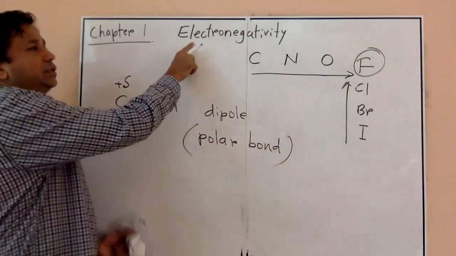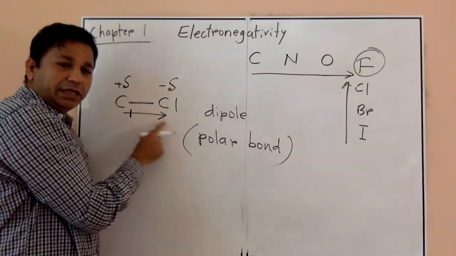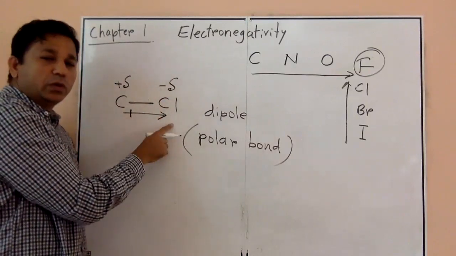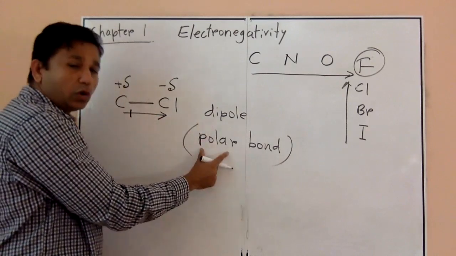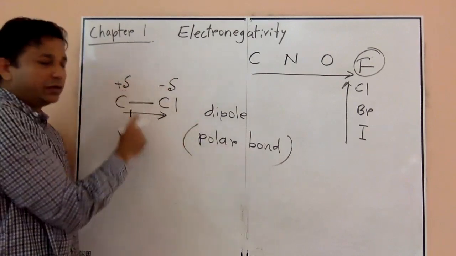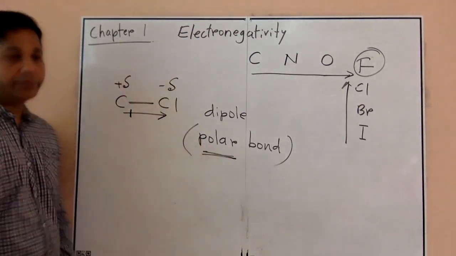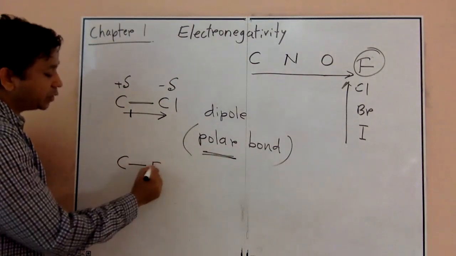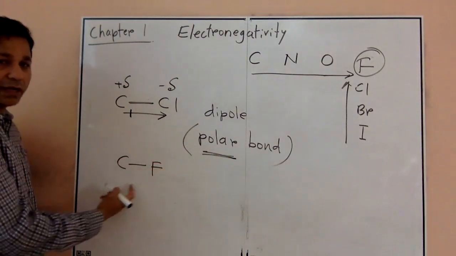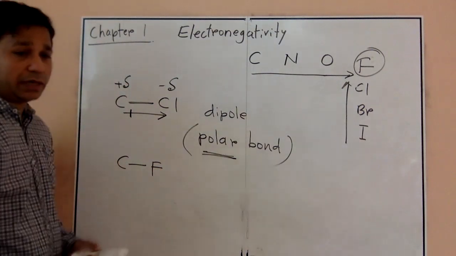So that's the importance of electronegativity: when the electrons are being pulled to one side, that will create a dipole and make the bond polar. We'll have the positive and negative, and that makes a bond polar. So what are the polar bonds then? You can have a carbon-fluorine bond, which is a polar bond because of the difference in electronegativity.